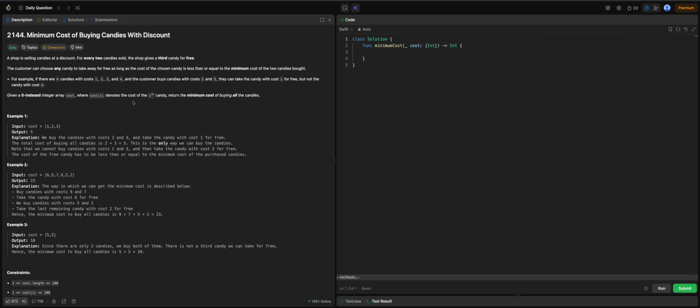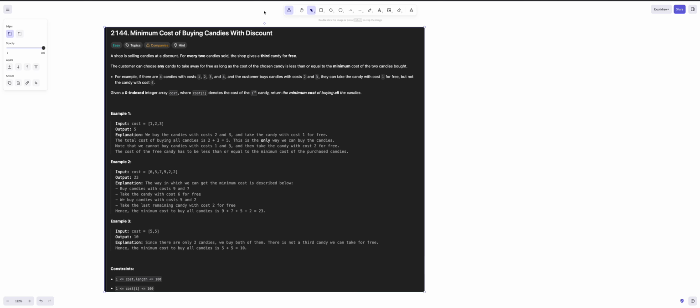Okay, makes sense. So we are given a zero index integer array cost, where each cost[i] denotes the cost of the i-th candy. We have to return the minimum cost of buying all the candies. Let's check the example first to understand how it works. So we have given like 1, 2, 3 candies. Okay, we need to check the condition.